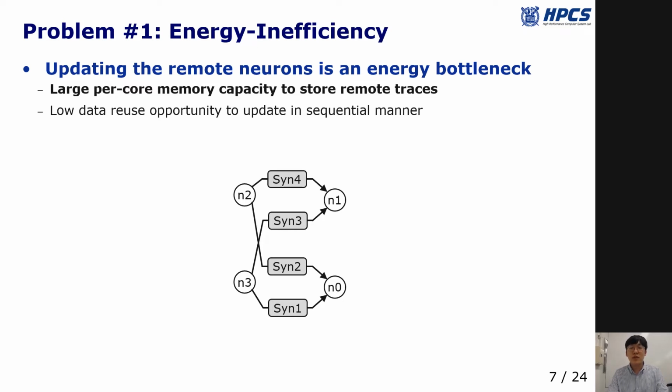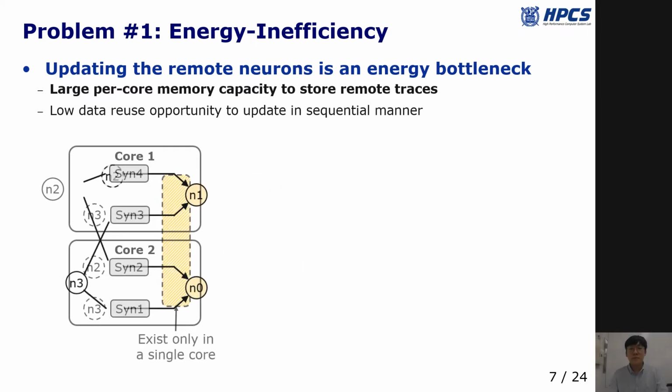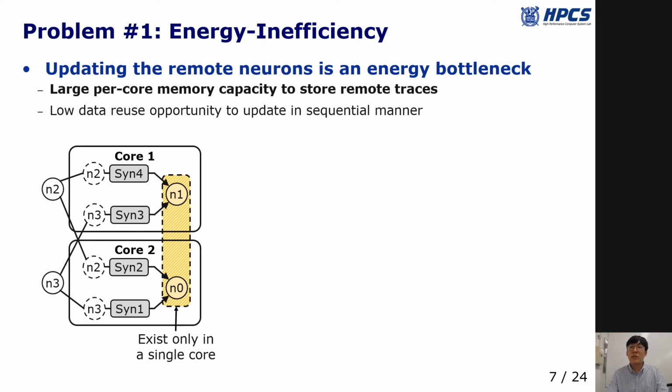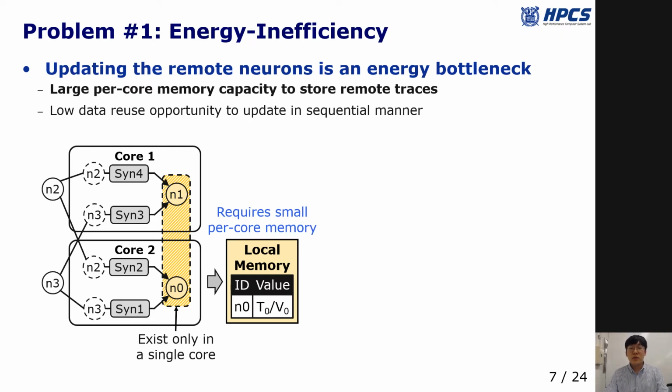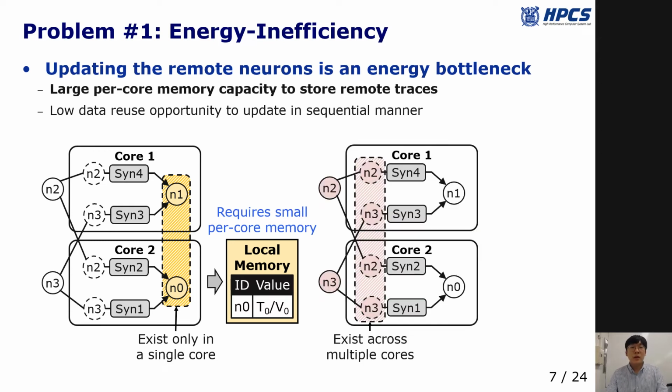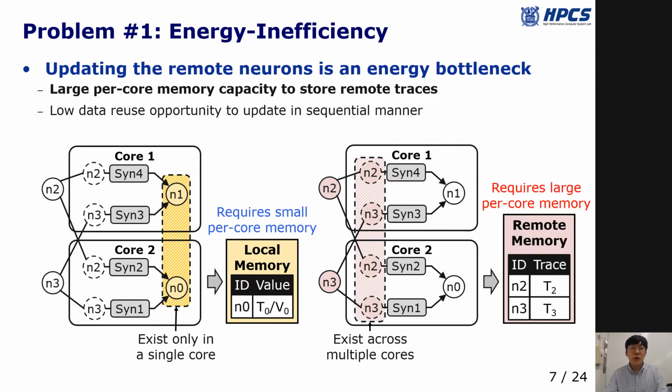In the example, two presynaptic neurons are connected to two postsynaptic neurons. To simulate the network in the multi-core simulator, the neurons are split into different cores, and the state of the postsynaptic neurons exists only in a single core. Therefore, the postsynaptic neuron consumes only small per-core memory capacity. On the other hand, the traces of the presynaptic neurons exist across different cores, as they can be connected to multiple destination neurons. Therefore, it requires large per-core memory capacity to store the remote traces.